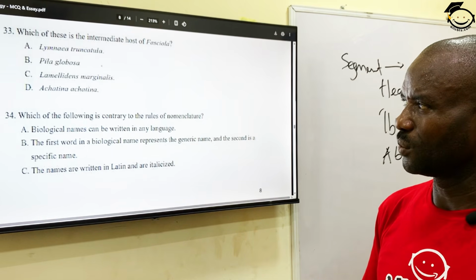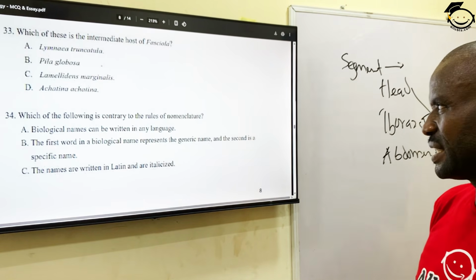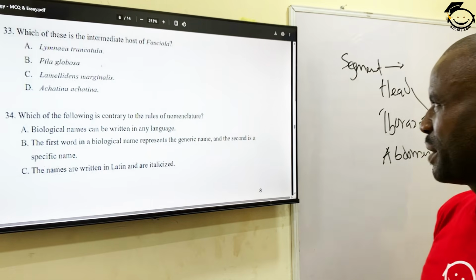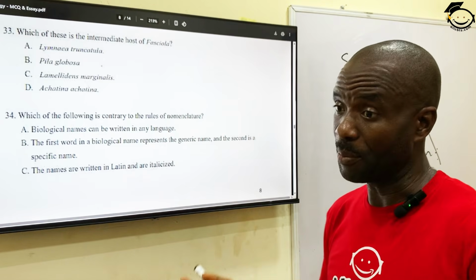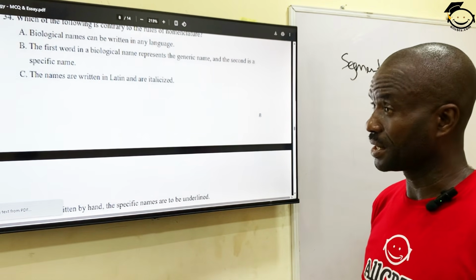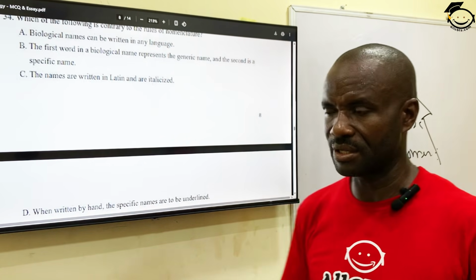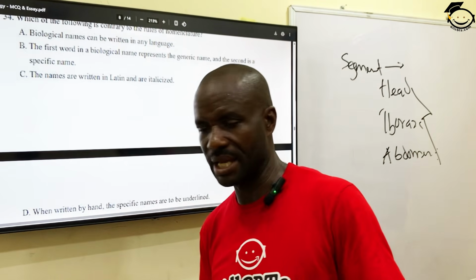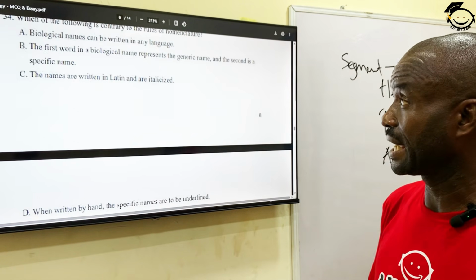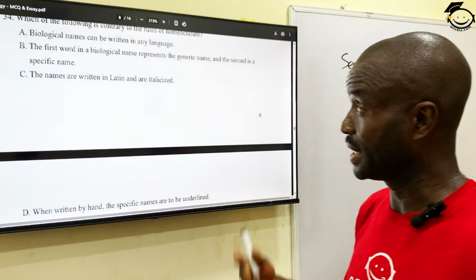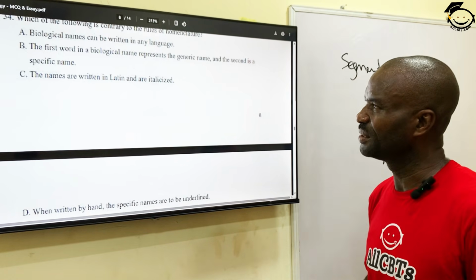Question 34 says, which of the following is contrary to the rules of nomenclature? When we say nomenclature, that is naming of what? It can be IUPAC nomenclature, naming of organisms, or binomial nomenclature. Binomial means giving two names. For instance, you and I have two names. Organisms have two names. Sometimes we call them the botanical name and the species name, or the English name and the Latin name. So, which of the following is contrary to naming of organisms?